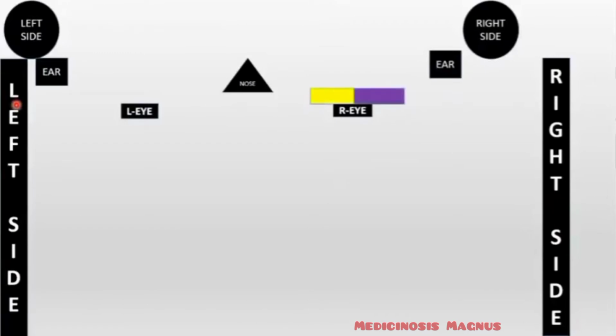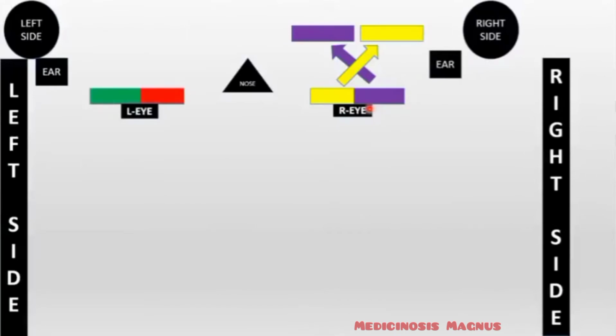Now let's take the right eye and divide it into two halves. Let's assume that there is one half near to the nose and the other half near to the ear. Now in the right eye, the half that is near to the ear sees the outside world, which is in the medial side. The half that is near to the nose sees the outside world that is on the lateral side. Now you can see here, this is just one eye, the right eye.